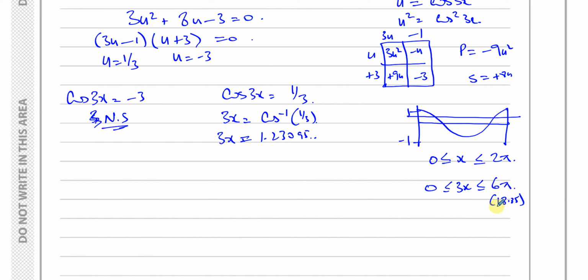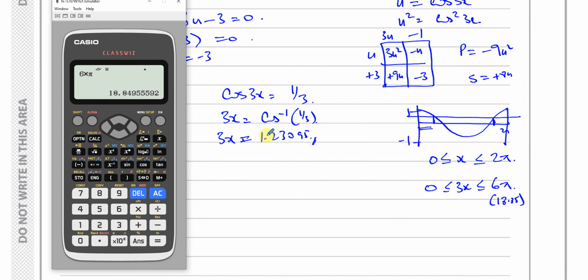That's as far as we can go. We can't go more than 18.85. All right, so I've got to find all the solutions between 0 and 6 pi or 18.85 radians. Now, this is our first solution, which we just found. Our other main solution is going to be over here, which is going to be 2 pi minus this angle.